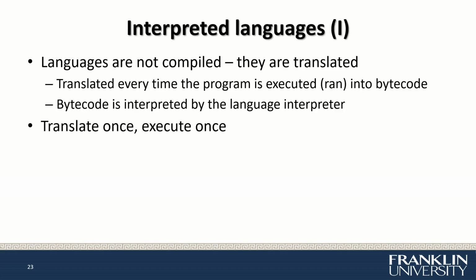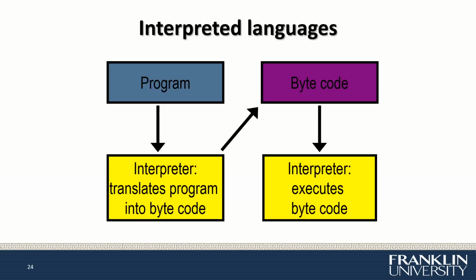The other kind of programming language is the interpreted language. They are not compiled. They are translated during runtime. They are translated every time the program is executed. They are translated into bytecode, and the bytecode is interpreted by the language interpreter. Translate once, execute once: every time you run it, you have to translate. So that's what it looks like. The interpreter translates the program into bytecode, and then the interpreter executes the bytecode.